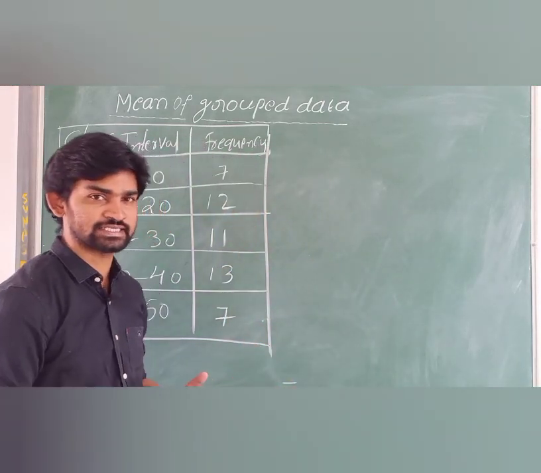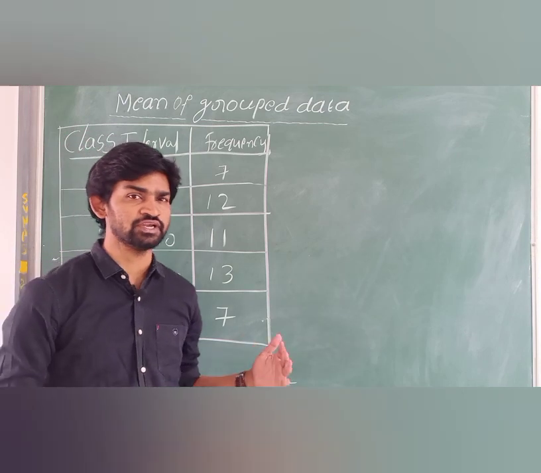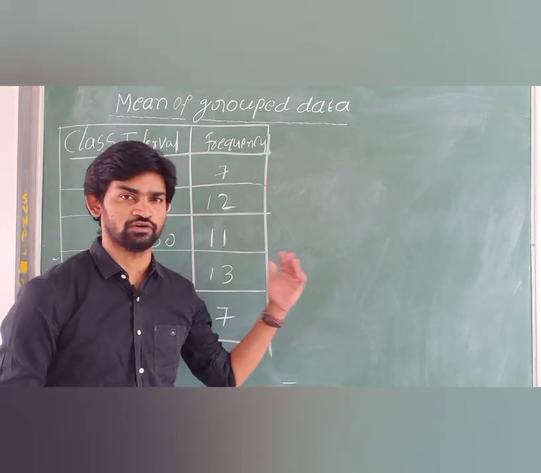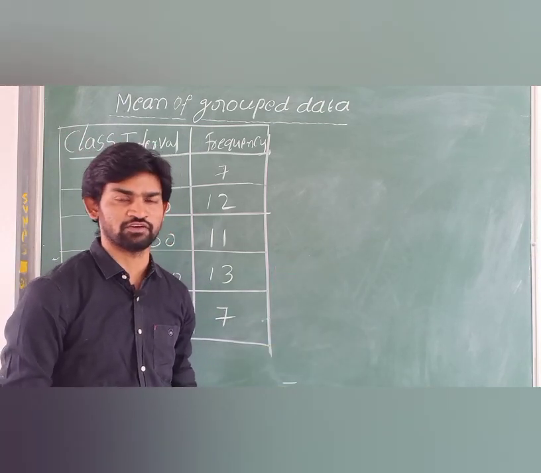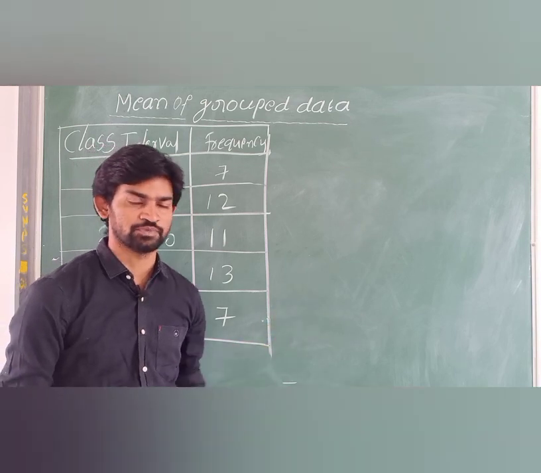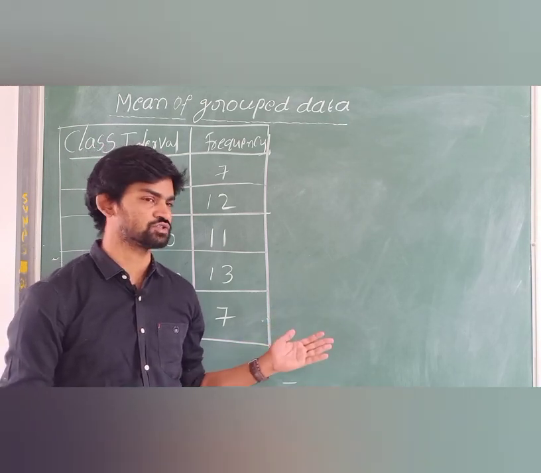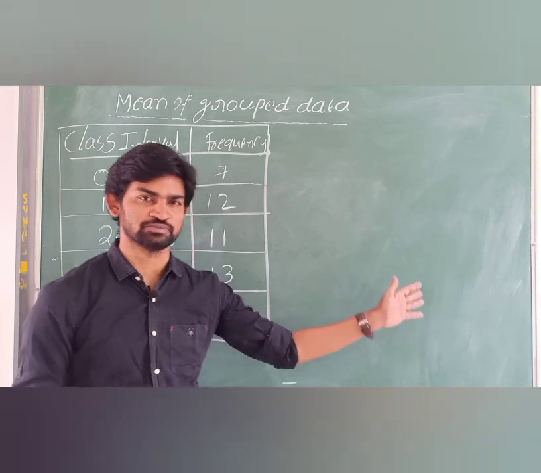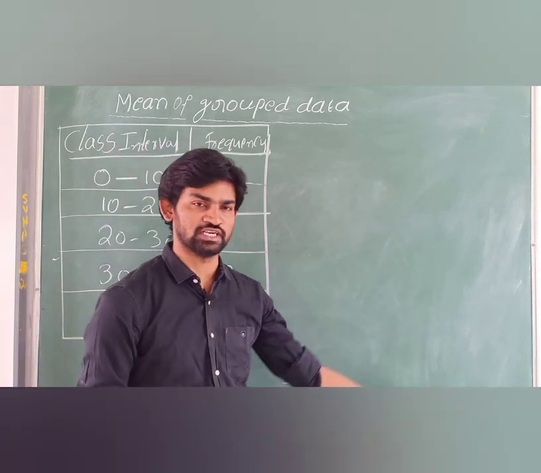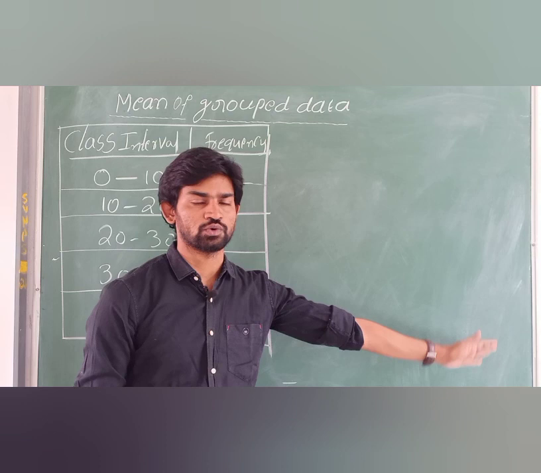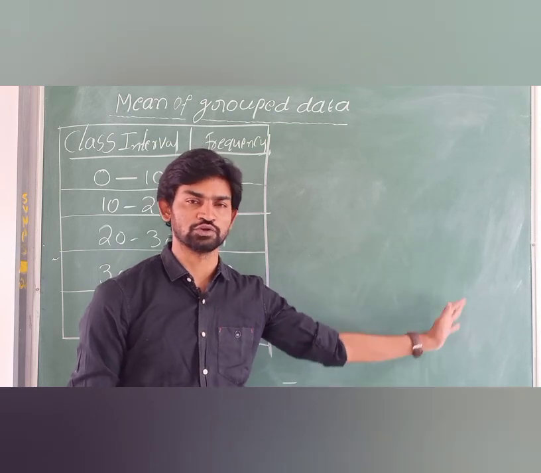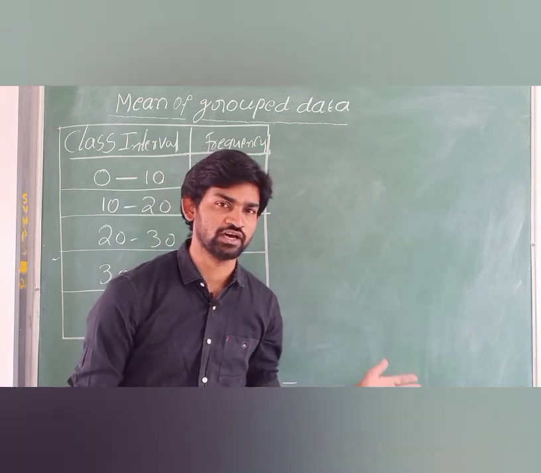Now we have already discussed what the mean of ungrouped data is. So let us revise the formula of mean of ungrouped data. What we used previously is mean equals the sum of all the observations divided by the number of observations. That belongs to questions on raw data or ungrouped data. Now I have data which is grouped.